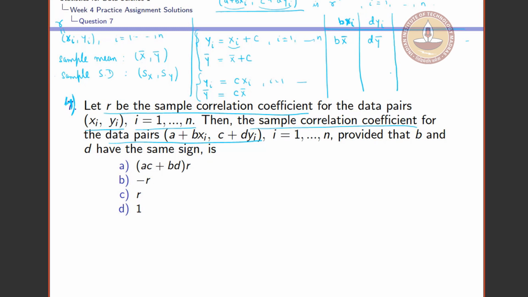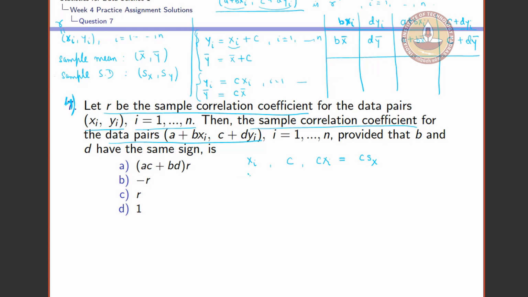Similarly, if you add a constant a to b times xi, the new mean will become a plus the mean of b xi, that is b of x bar, and the mean for c plus d yi will be equal to the constant c plus d times the mean of yi, that is d of y bar, equal to c times s of x.